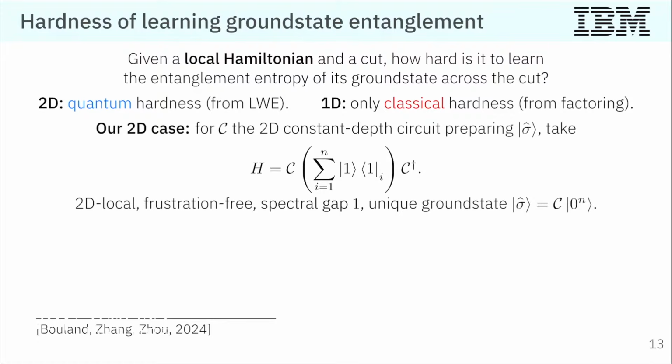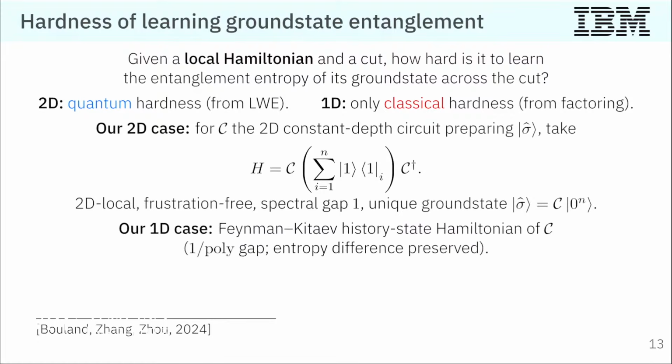So this means that for the 2D case, you immediately get hardness based on whatever you use to construct the previous pseudo-entangled state. And what's also nice is that this Hamiltonian is frustration-free and it has a spectral gap of 1. Whereas in the Bouland et al. result, the spectral gap was inverse polynomial, and I think it wasn't frustration-free. I think they used some sort of Feynman-Kitaev construction.